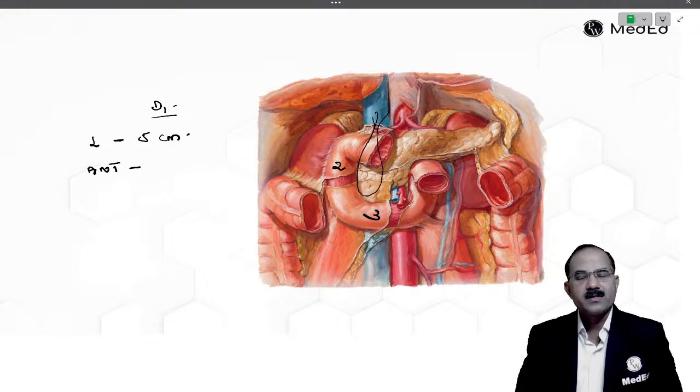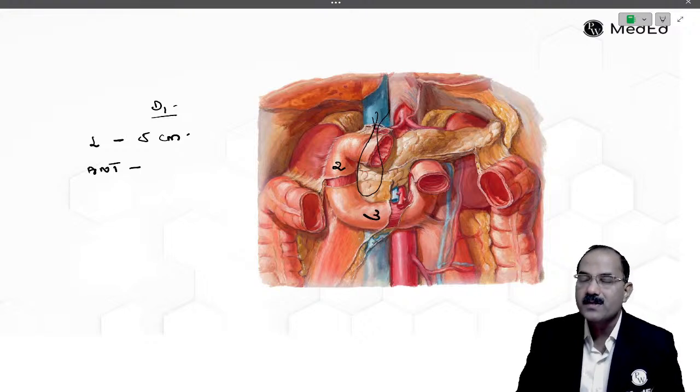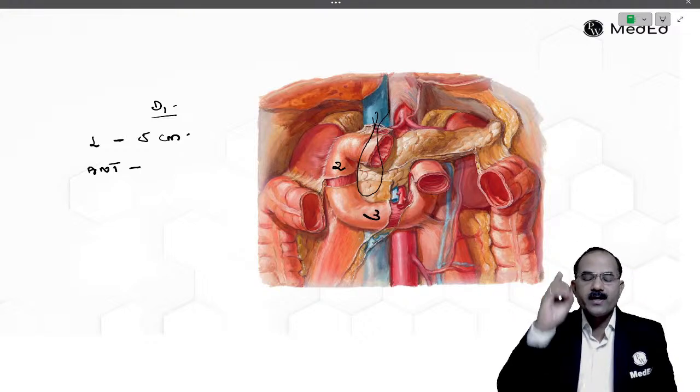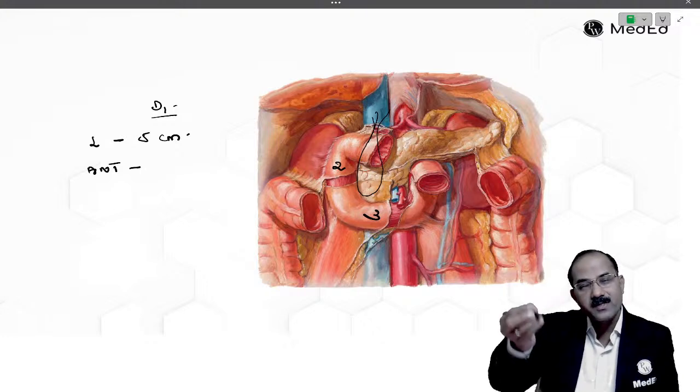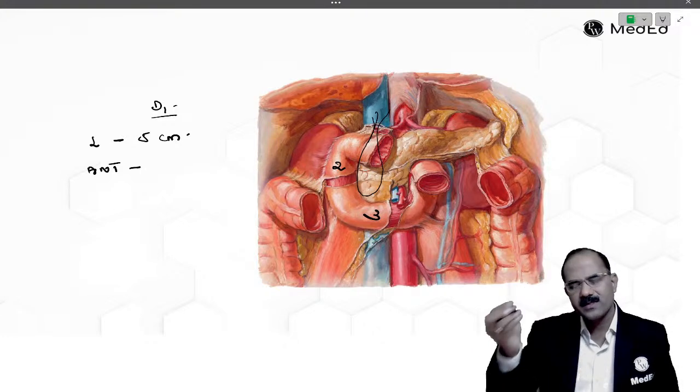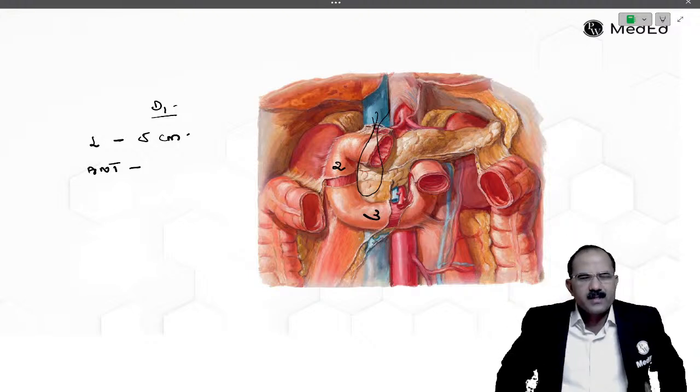Fundus does not come. The fundus of the gallbladder forms the anterior relation of transverse colon. Remember, fundus of the gallbladder. You can say body. That's fine. Body is fine. You can say body or the neck. Neck is also fine.